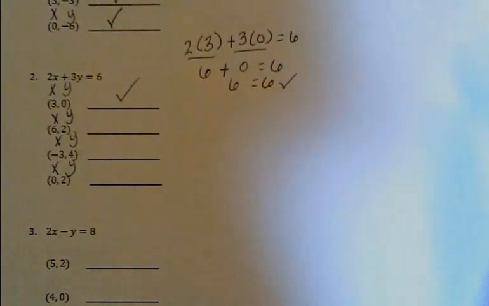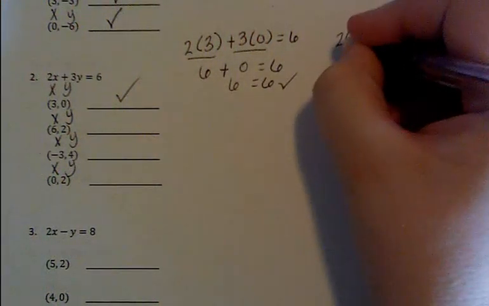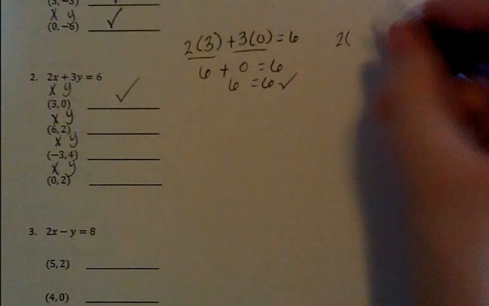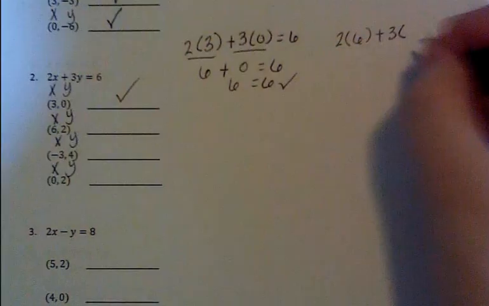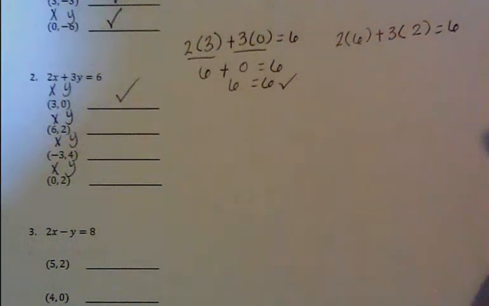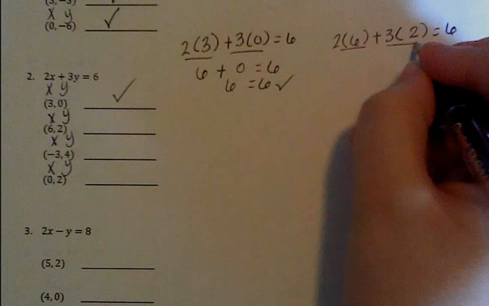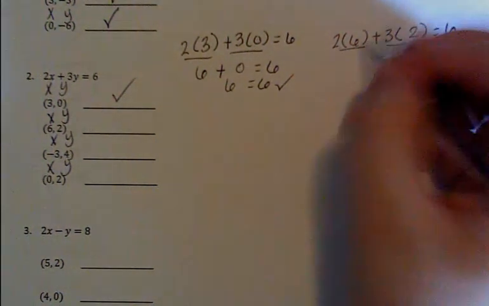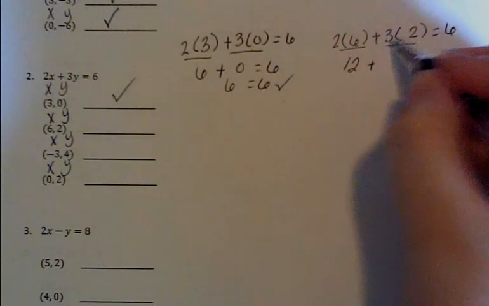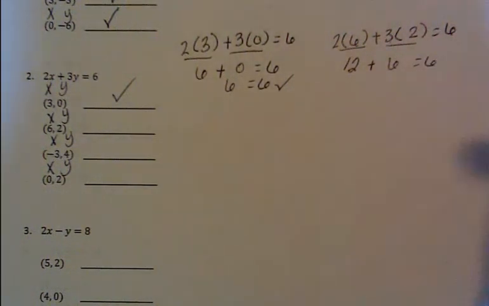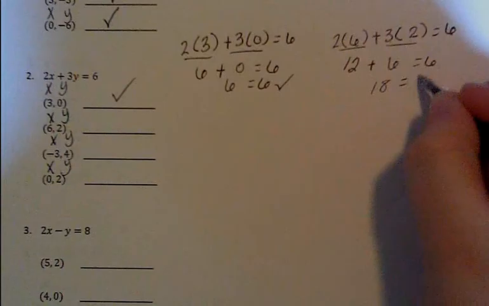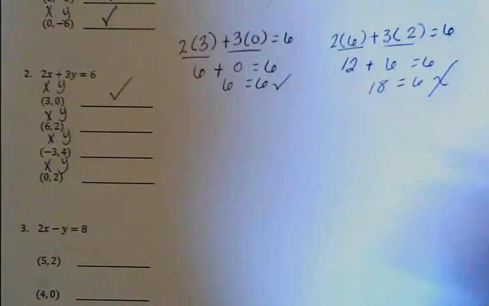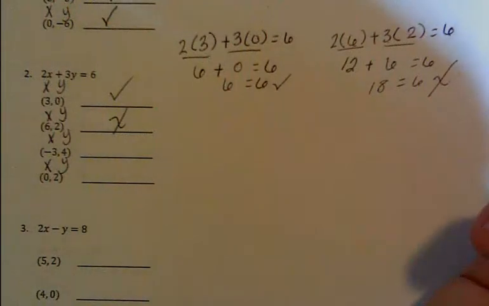Now let's look at the next one. We've got a 6 and 2. So I've got 2 times 6 was my x, so I'm going to plug 6 in here, plus 3 times y was my 2 equals 6. So multiply these first and then we're going to add. So 2 times 6 is 12, 3 times 2 is 6, so that's 12 plus 6. So 12 plus 6 is 18. 18 does not equal 6, so we're going to put an x there. That is not a solution.